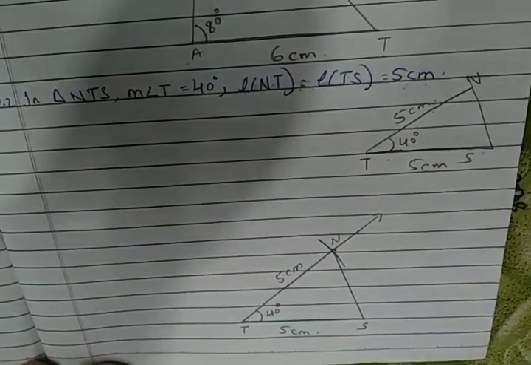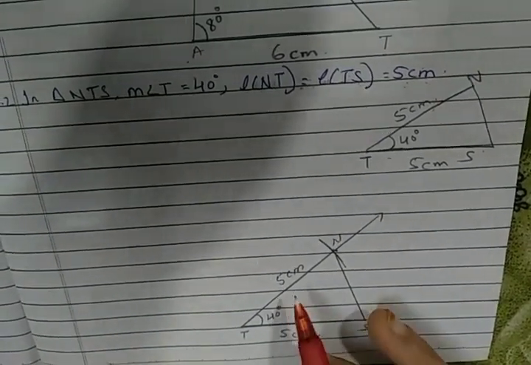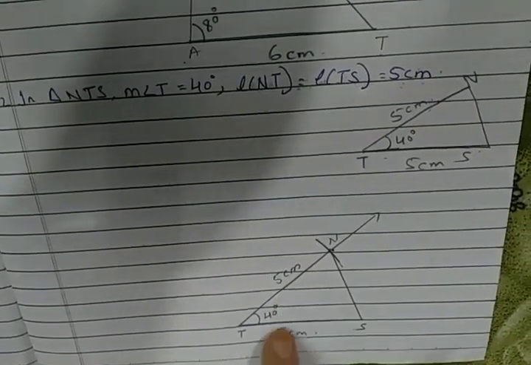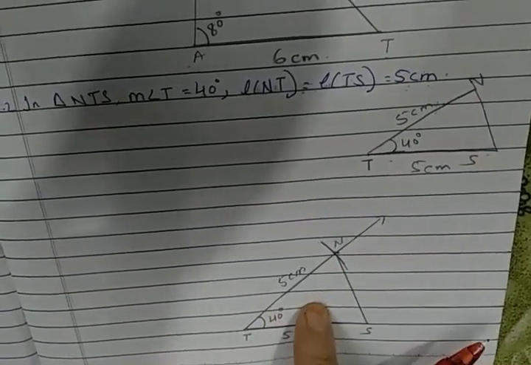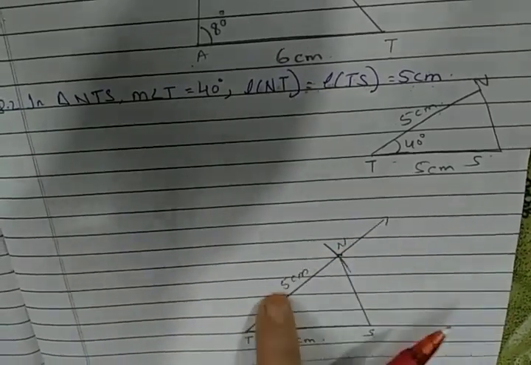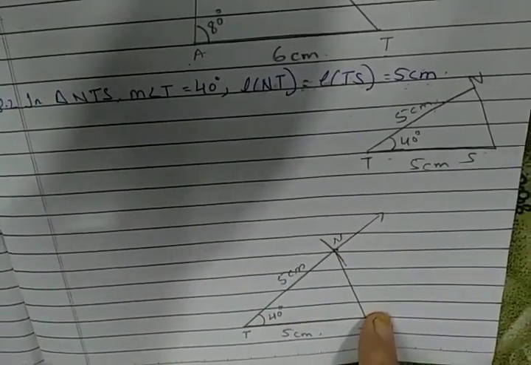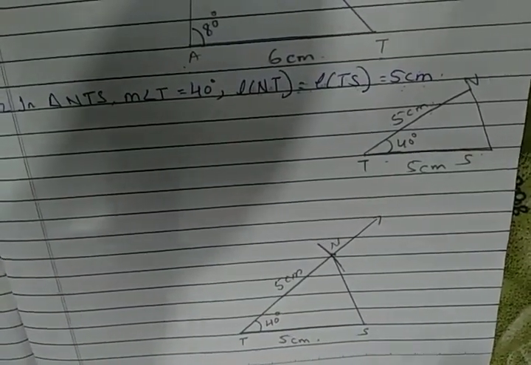Students, you have to be careful when you are drawing the triangle. You have to write the length of the sides and the angles which are given, the arrow marks over here, and write the triangle name also. If you will not write, marks will be cut. Got it?